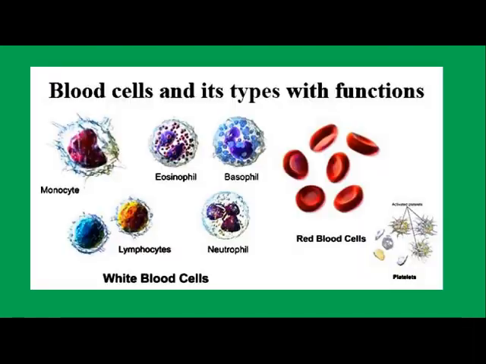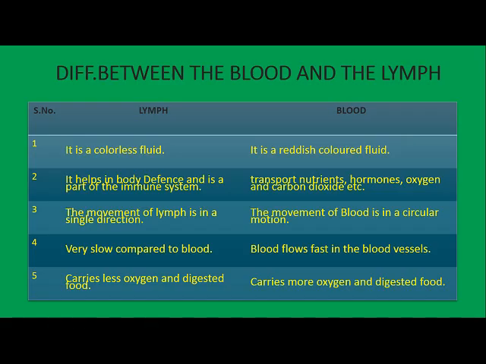So children, ultimately these are the two types of loose connective tissue that I wanted to teach you today: red blood cells, white blood cells, and the blood platelets. So you can see the different types of RBC, different types of WBC and the platelets. So now our last topic is, let us understand the difference between the blood and the lymph.